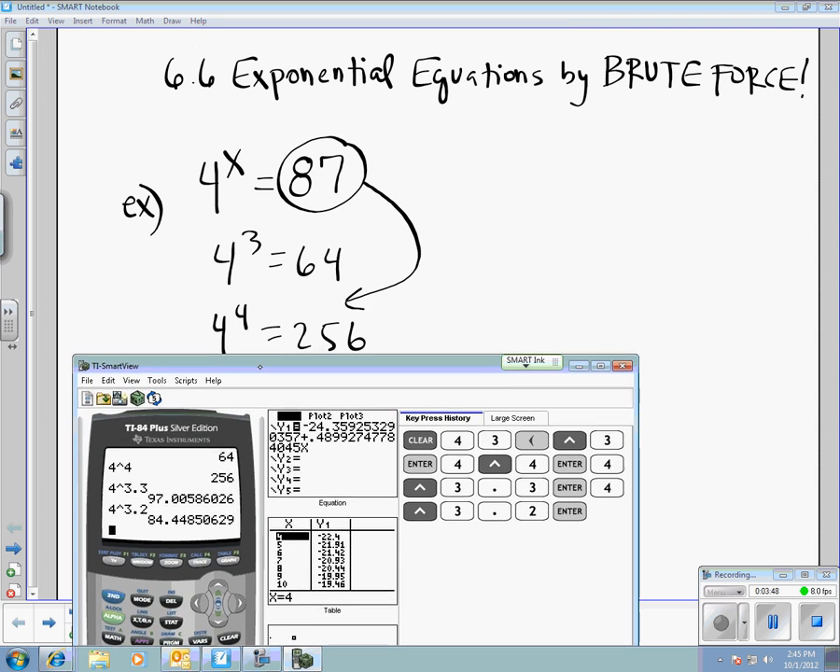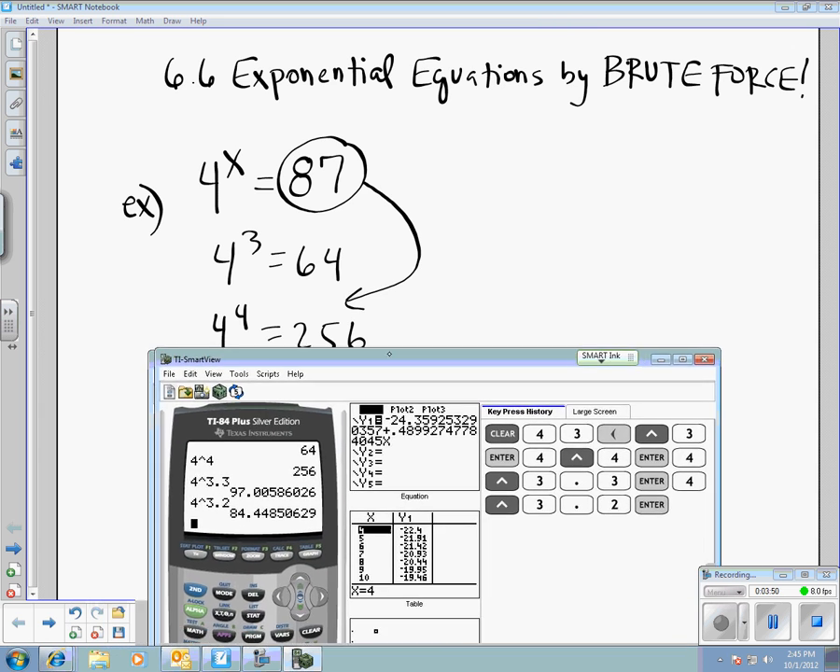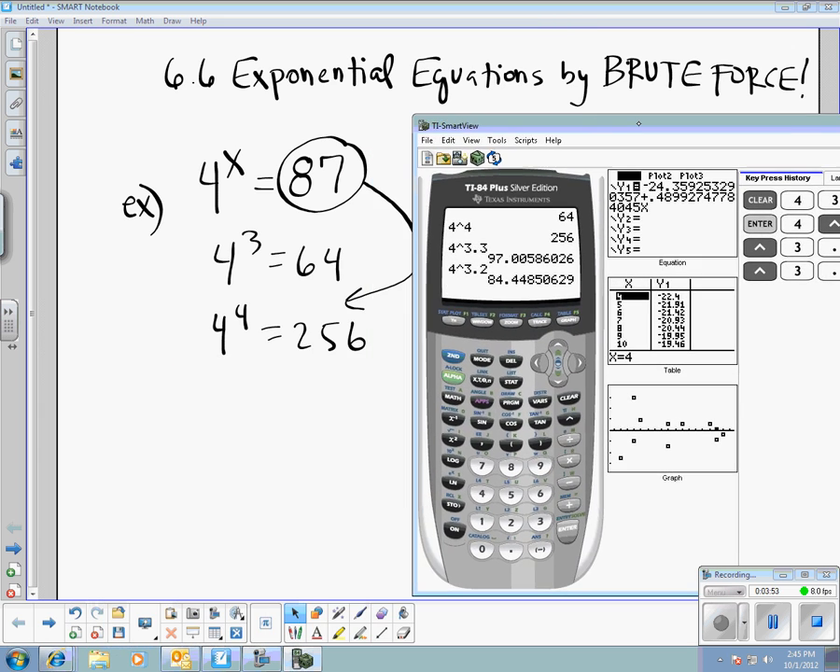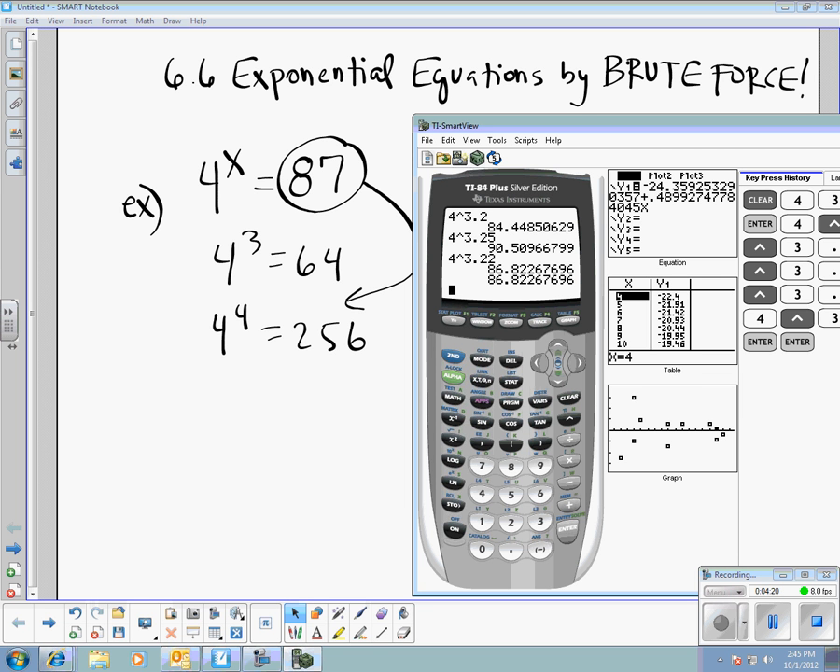So let's see. Here we go. We can see both. I need to be between 3.2 and 3.3. So how about 4 to the 3.25? Just go right in between. And I get 90. That's too big, so I need to go less. 4 to the, how about 3.22? And you don't have to go right in the middle every time. Just narrow it down. Now that's pretty close. I'm at 86.82. But that's a little low.